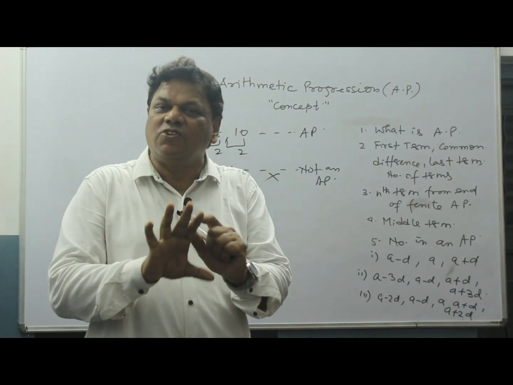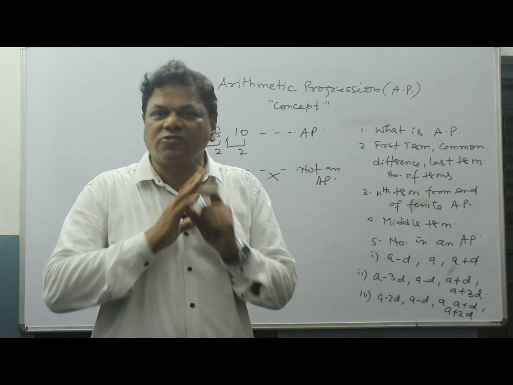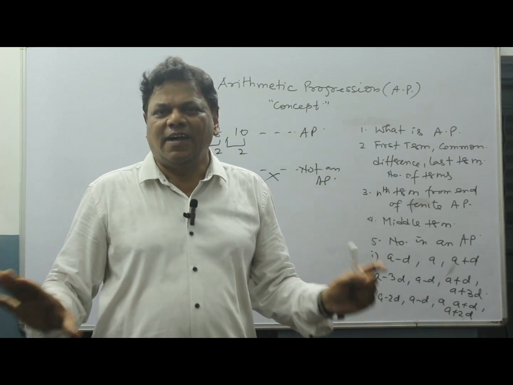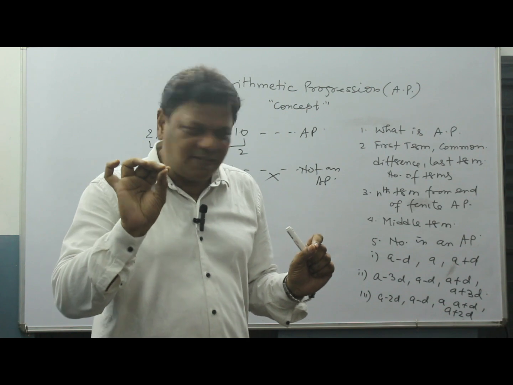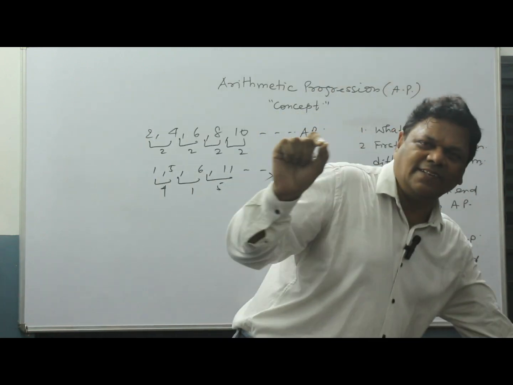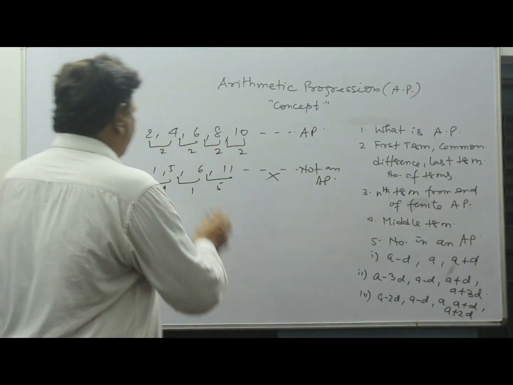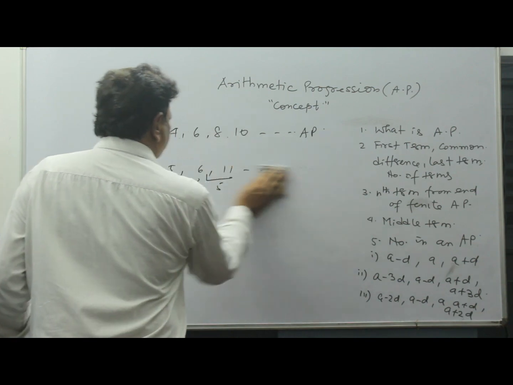If the common difference is not the same, that is not an AP series. Is the idea clear? AP series means any series whose common difference is the same. So I have to write this much.